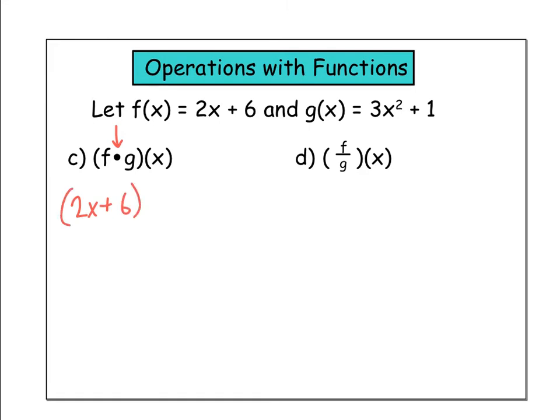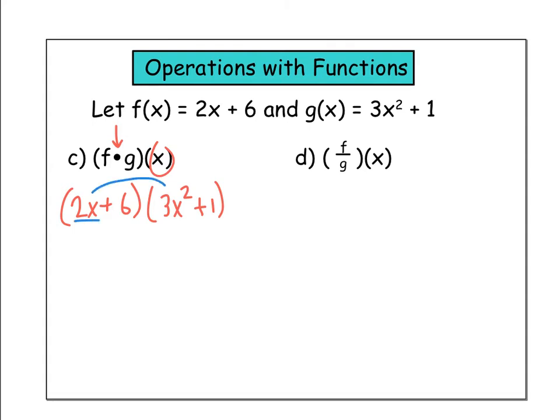That's f of x. G of x is 3x squared plus 1. Again, we're kind of ignoring that x for now. That's just saying that's the variable in the problem. And now we need to multiply this all out. This is going to be a distributing problem, and this one, more specifically, is like a FOIL problem.